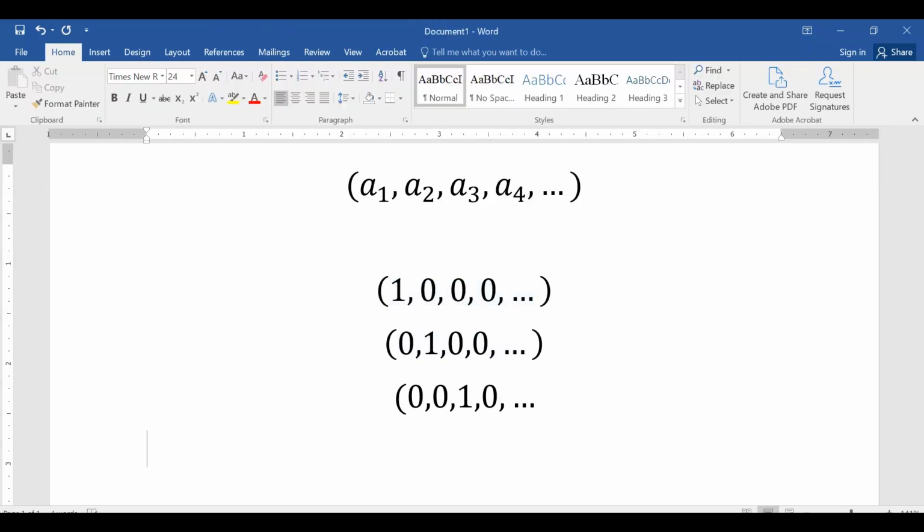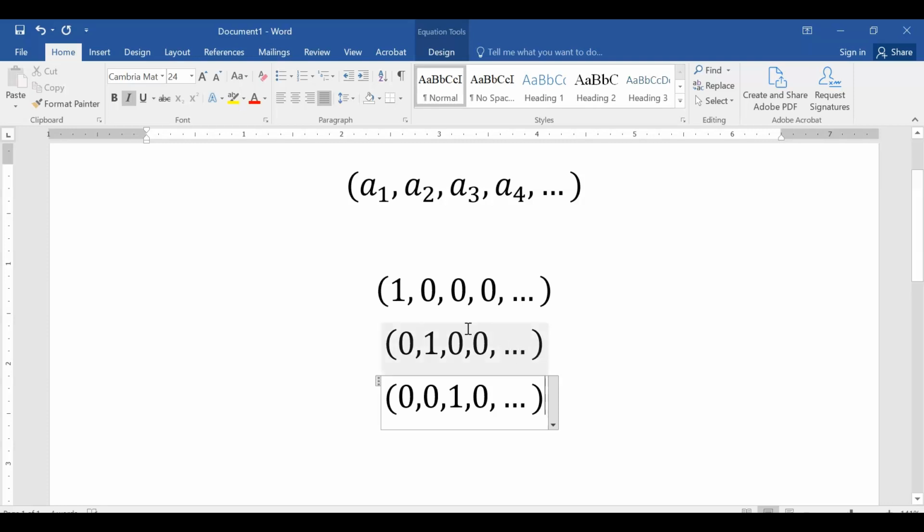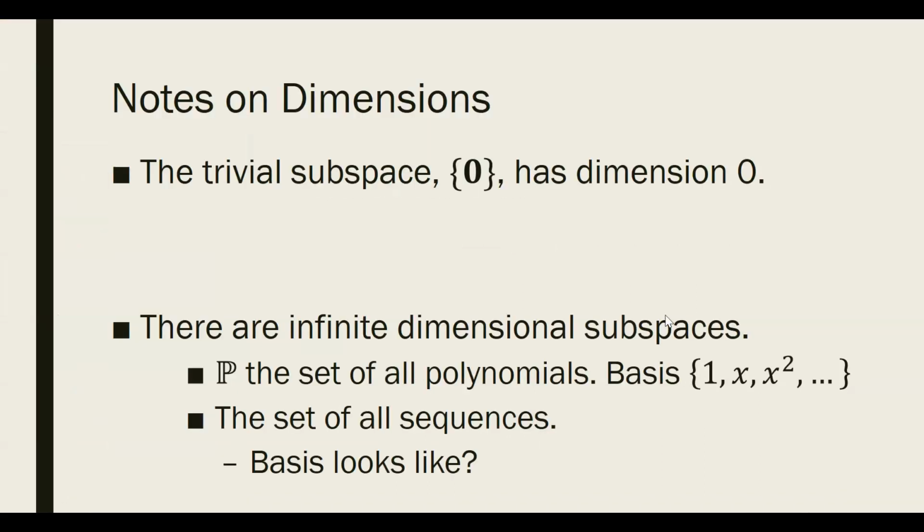So we could describe a group of basis sequences where any linear combination of these elements can give us any sequence we want. And you can see that there are going to be infinitely many of them, because you can put a 1 in any of the spots that we want.